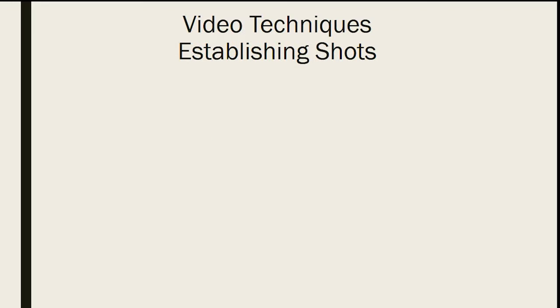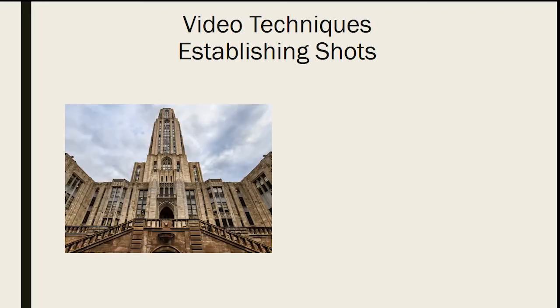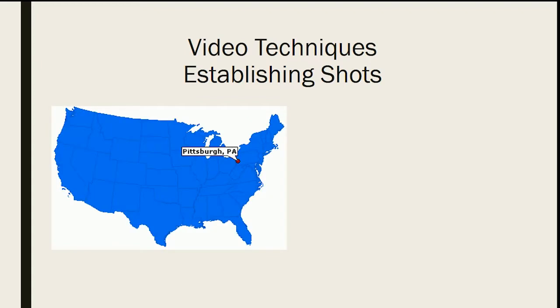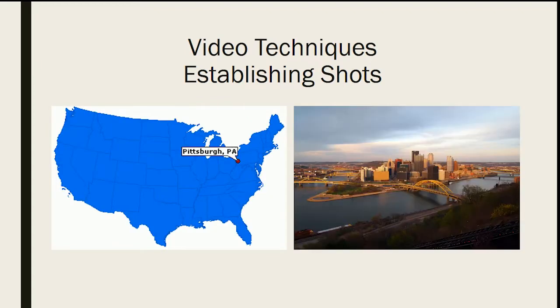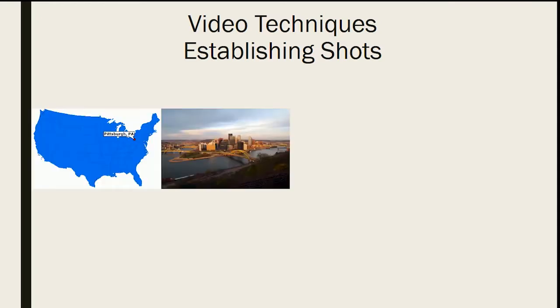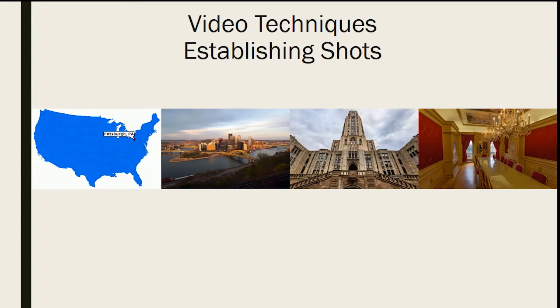For example, show the outside of the University of Pittsburgh's Cathedral of Learning before revealing the room inside the building where the action will happen. You could also show archive footage of a city or a map or a skyline to introduce the location. You could even create an establishing montage to introduce setting and location before the action unfolds.